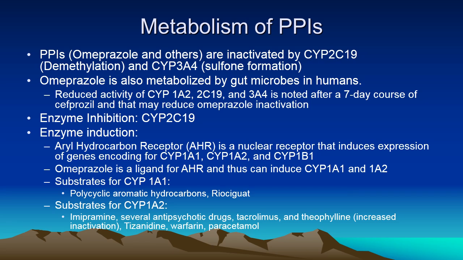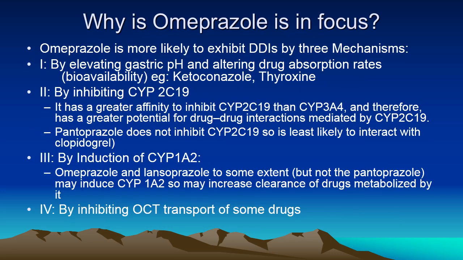Now, those drugs which are substrates for CYP1A1, for example, riociguat, or substrates for CYP1A2, a large number of antidepressants, antipsychotics, theophylline, tacrolimus, tizanidine, warfarin, paracetamol, they all will be affected in this way. So, omeprazole is in focus because of several reasons. It interacts by elevating intragastric pH, therefore altering absorption and bioavailability, for example, of ketoconazole and thyroxine.